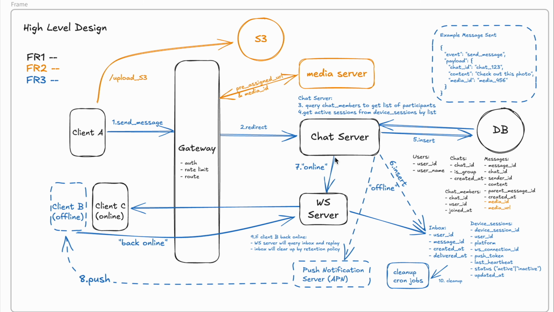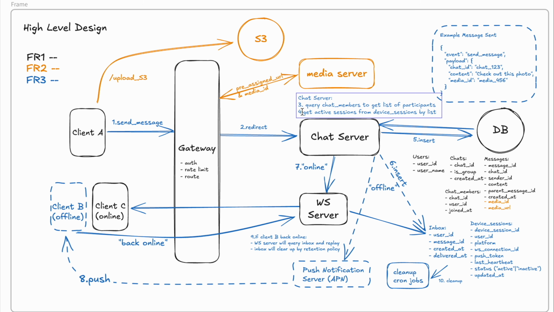We're also using solid lines, same as before, for the online cases, and dashed lines for the offline cases, as you can see here. From the recipient side, we suppose client B is offline right now and client C is online right now. So the first step is the same. The client sends the message via WebSocket. This is forwarded to the gateway, and the gateway, in the second step, redirects it to the chat server. The chat server first validates the chat members and also gets a list of the participants from the database. This is also the same.